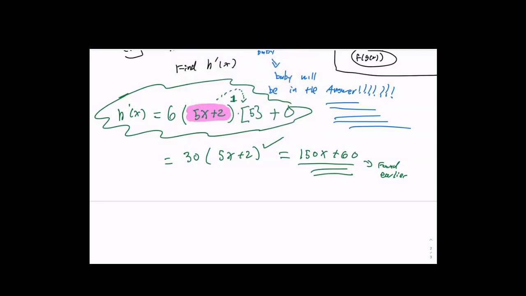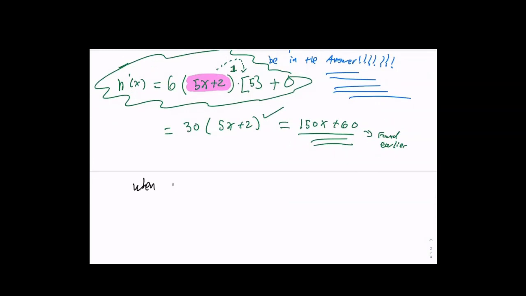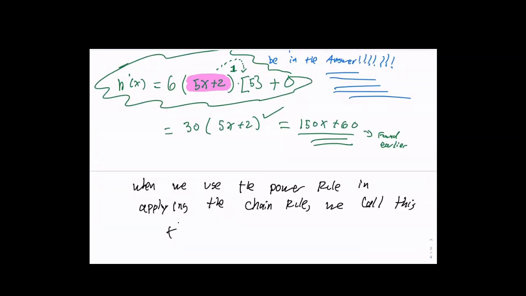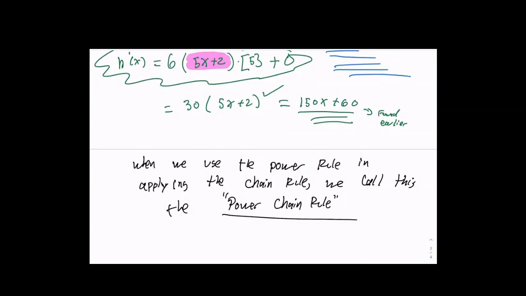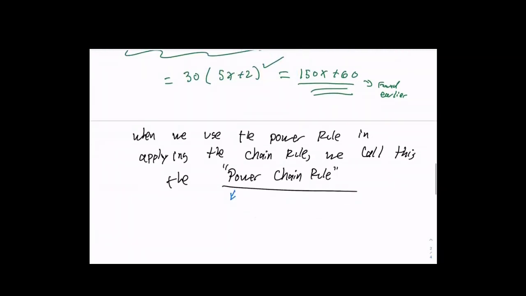Okay. When we use the power rule in applying the chain rule, we call this, and it's not a big surprise, the power chain rule. So the only version of the chain rule that you'll be using tonight and tomorrow is the power chain rule. In other words, what this means in other terms, because it's still kind of complicated, is that the mommy function is a power function.